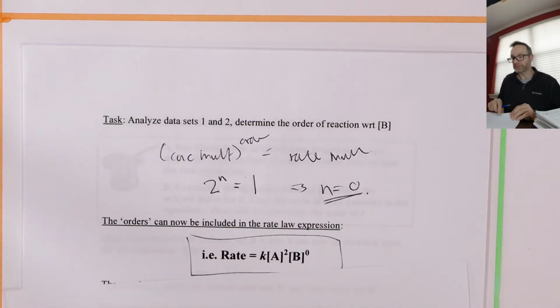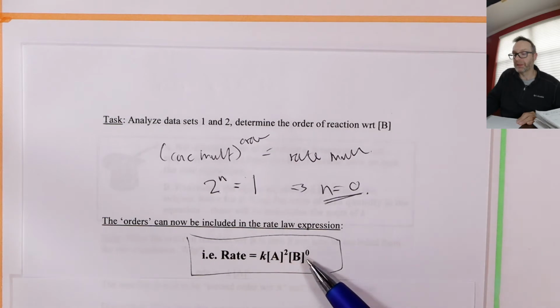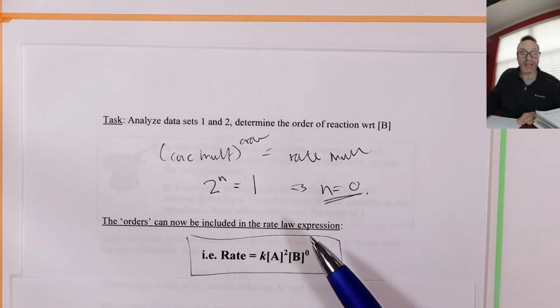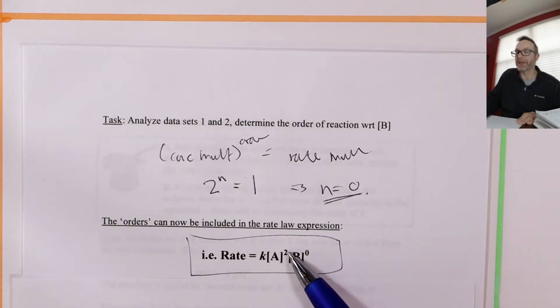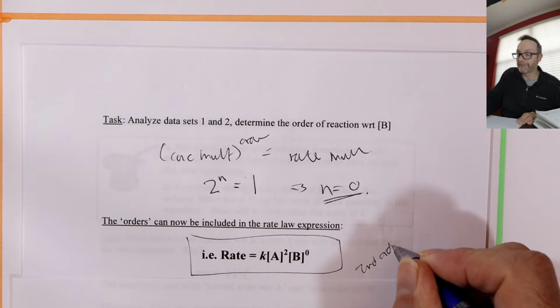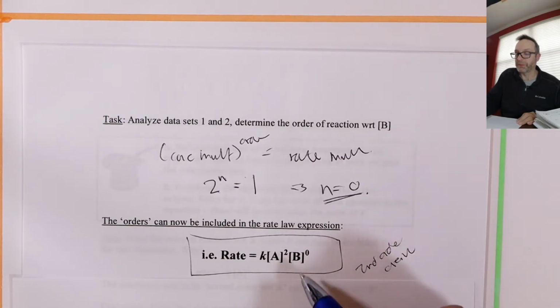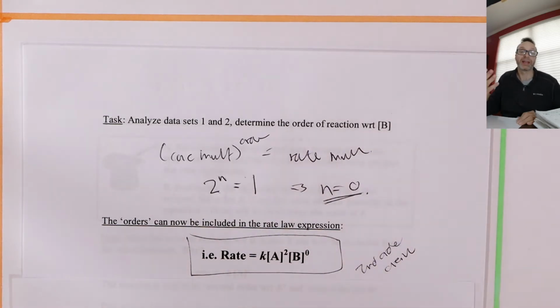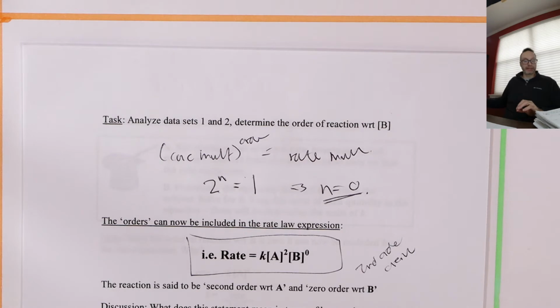Now, we saw that one earlier too. We can now just include the orders as actual numbers, right? So 2 and 0. So we'd say second order with respect to A, 0th order with respect to B, second order overall. What does that mean? Well, it means for both of them, 2 plus 0 is 2, right? So you add the orders, that's the overall order.